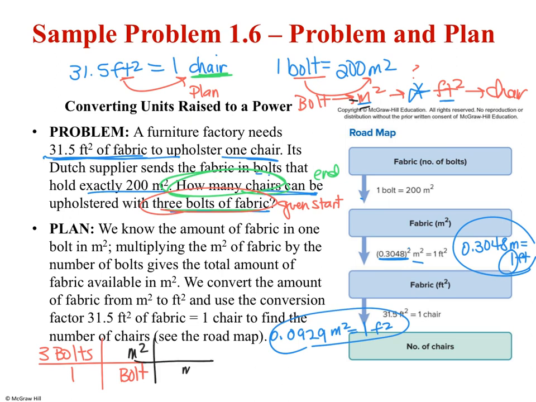You don't want meter squared, so you put that on bottom. Meter squared to feet squared. And then you don't want that, so you put that on bottom, to chair. And now you can put your numbers in. So here, 1 goes with volt, 200 goes with meter squared.